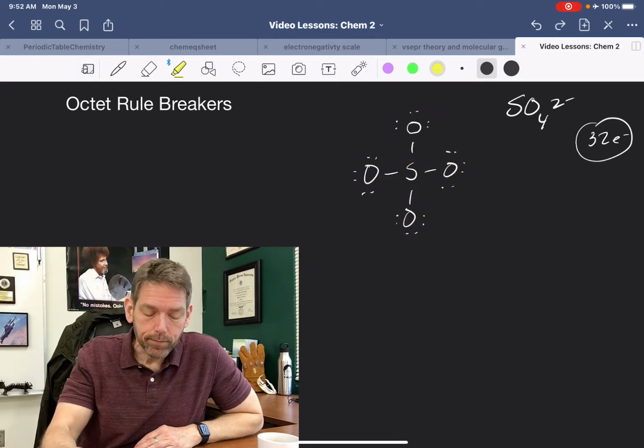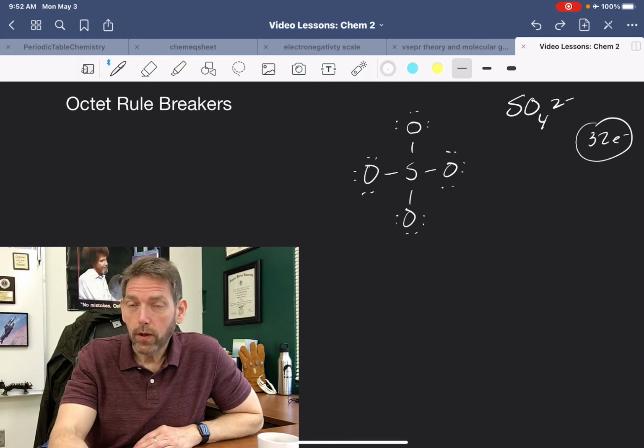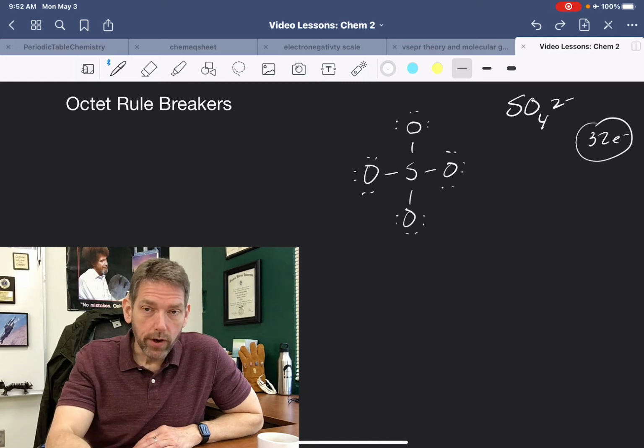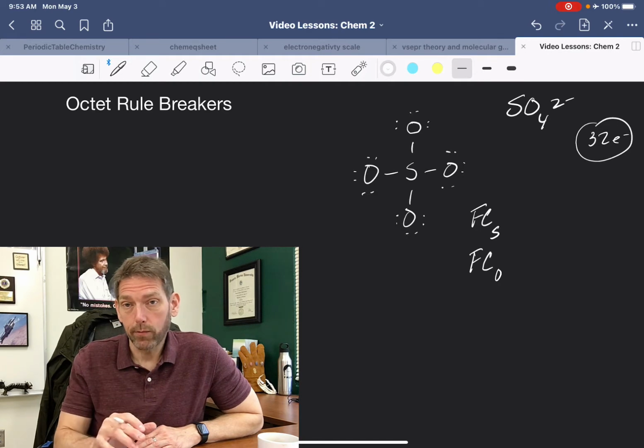It's not good. The reason it's not good has everything to do with formal charge. So you're going to want to go back and watch that video on formal charge. But if we were to calculate out formal charge for each of these, we would look at the formal charge on the sulfur, and then we would look at the formal charge on the oxygen atoms, right?